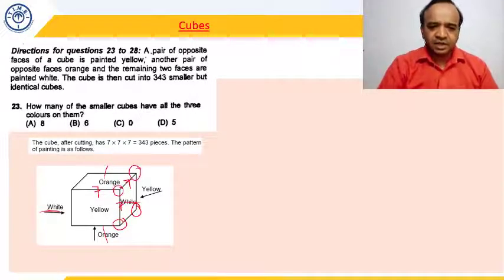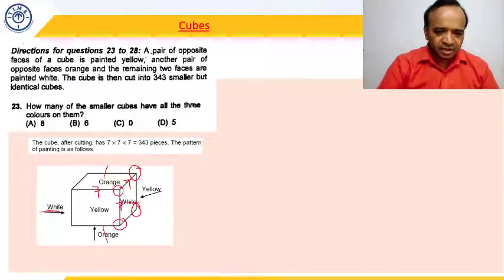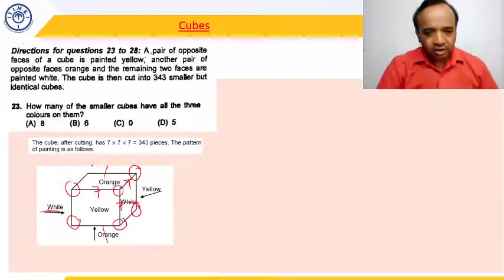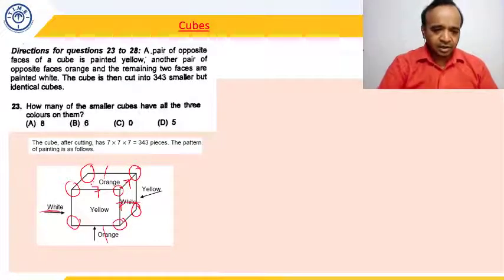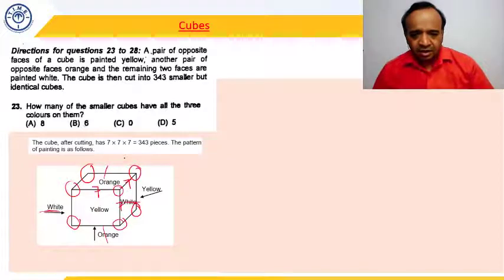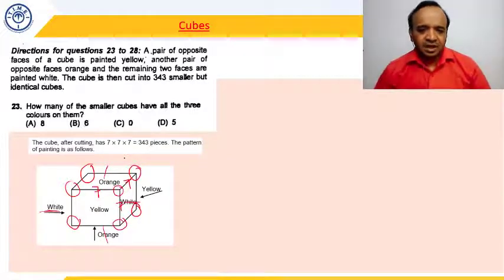If I talk about this vertex, again orange, white, yellow. These four vertices have all three different colors. Now come to this here, again orange, white, yellow is here. So this is also to be counted. Now come to this one, white, yellow, orange, this is also to be counted. Now come to this one, this is yellow, this is white, the top is orange. Again this is all to be counted. It means in this case, all the eight vertices are having three colors.